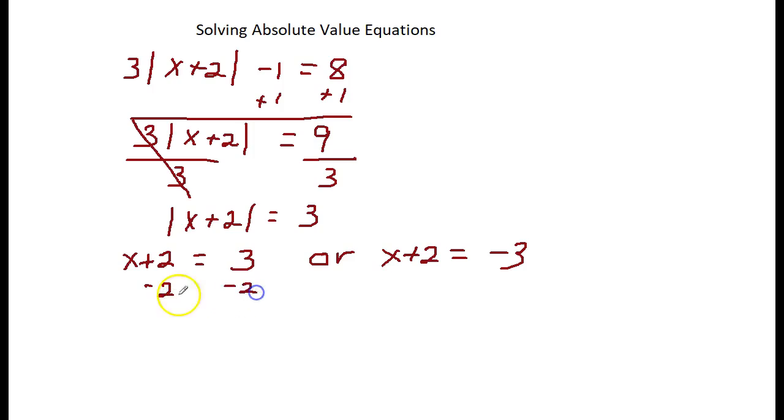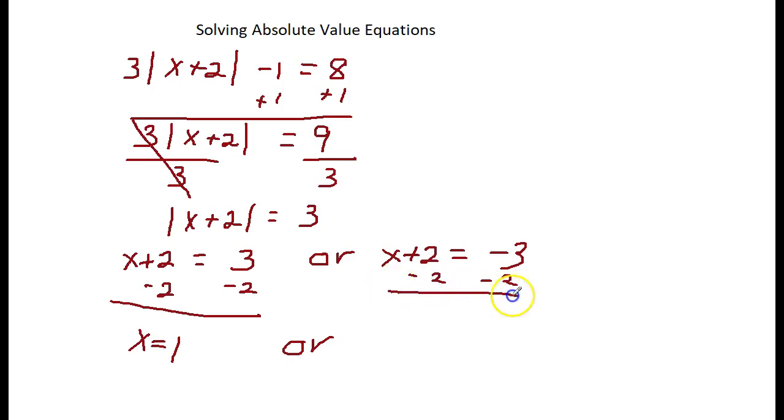So subtracting 2, I get x equals 1. I write the word or, and here I subtract 2, and I get x equals negative 5. So my solutions are x equals 1 or x equals negative 5.